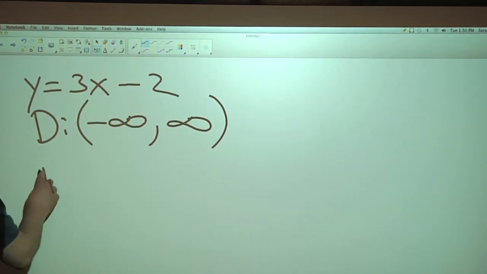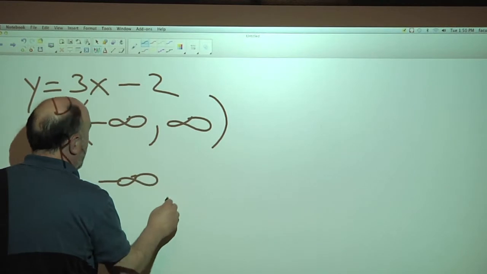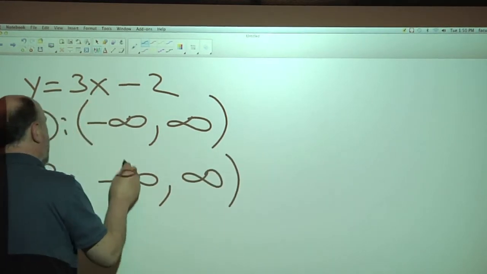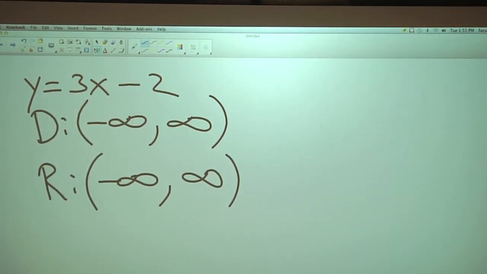Now, what's the range? I plug in all those numbers. What comes out? Anything, right? I'll get negative numbers. I will get positive numbers. I can even get 0, right? So my domain and range in this case are the same: negative infinity to positive infinity. Okay.